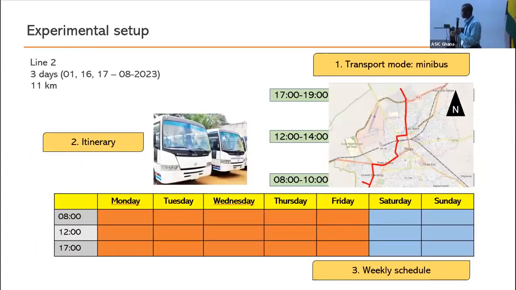Well, we made measurements for about three days, and the trip lasted something like 1.5 hours. It was around 11 kilometers, and we were working only on weekdays, not on Saturday and Sunday. And we did 3 sets of measurement: one in the morning, another one in the afternoon, and the last one in the evening. Next.